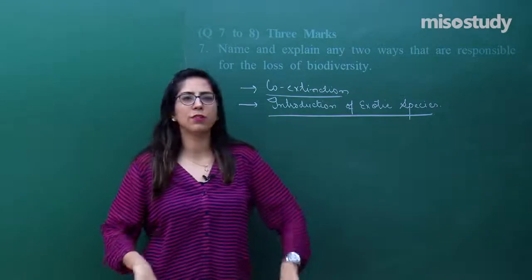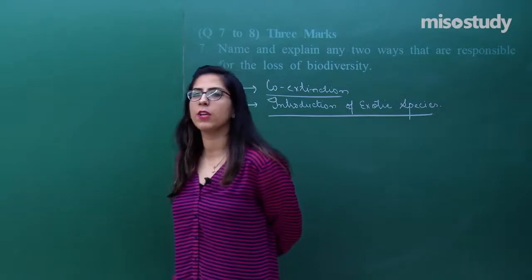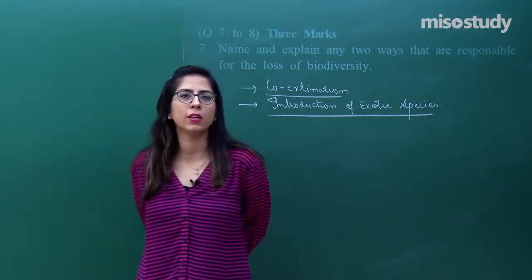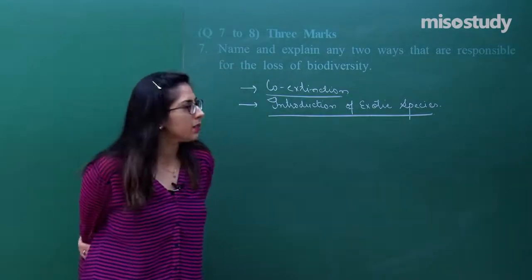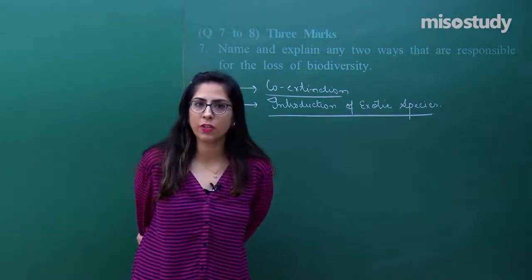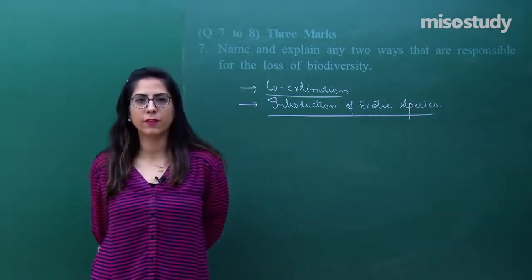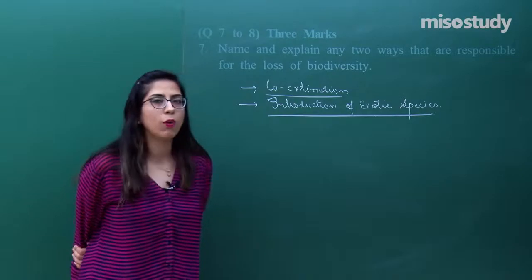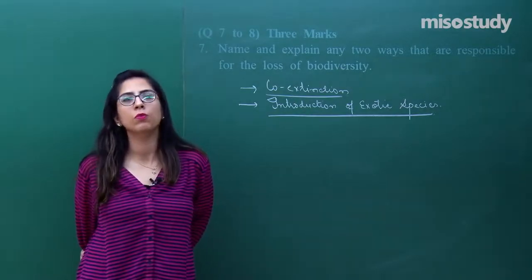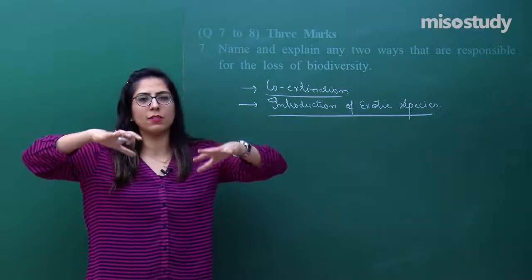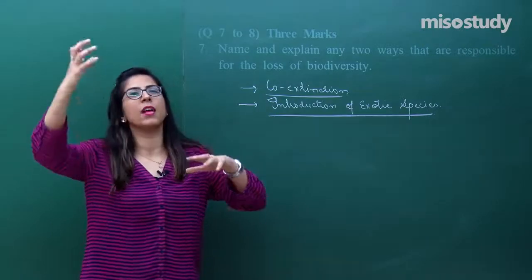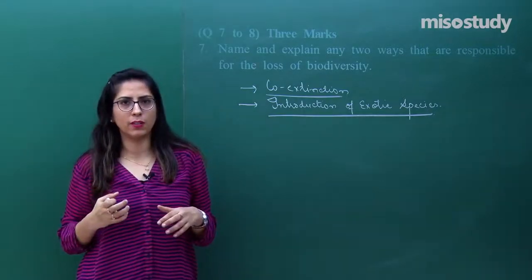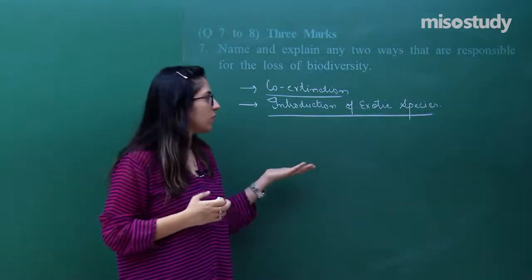Next is the introduction of the exotic species. We have discussed about Eichhornia, which is also called water hyacinth. And this water hyacinth is a major problem that we are facing today. Because of it, the water bodies become stagnant, and even the ships are not able to move from one place to another. That is the exotic species.